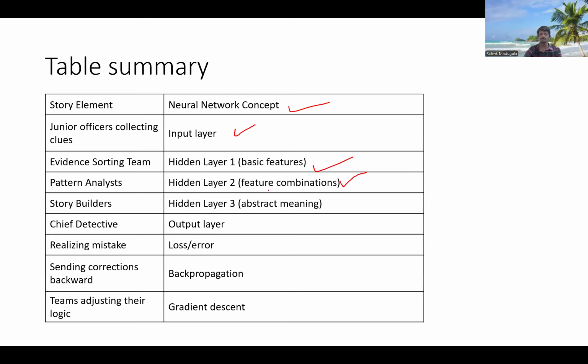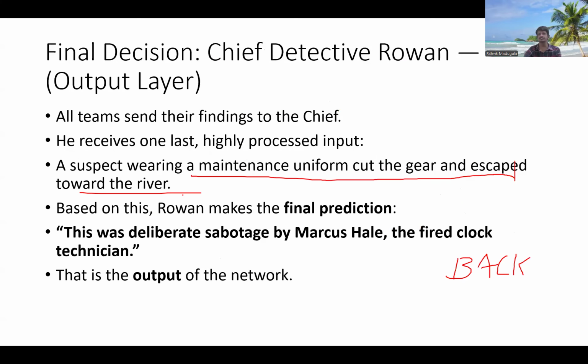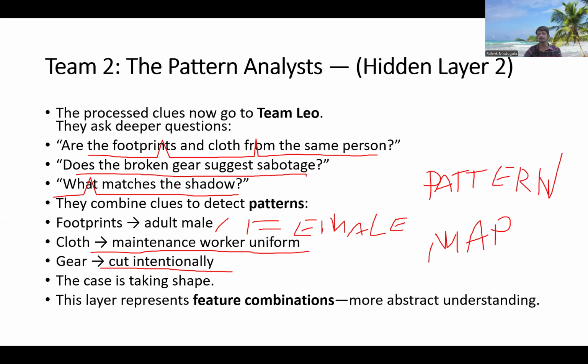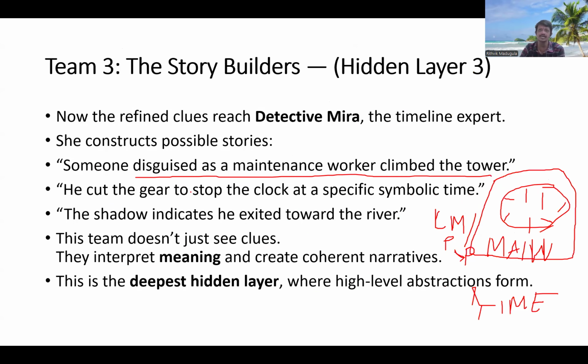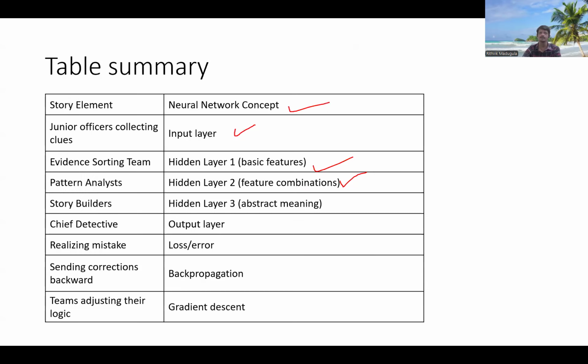Now coming to hidden layer 2, we are going to combine all the features. With the help of the features, we are going to design some sort of patterns. Whether the footprints are male or female, whether the cloth is from the maintenance room or other people who work out there, whether the gear has been cut intentionally or has some technical issues causing the breakage. That is to be identified in hidden layer 2.